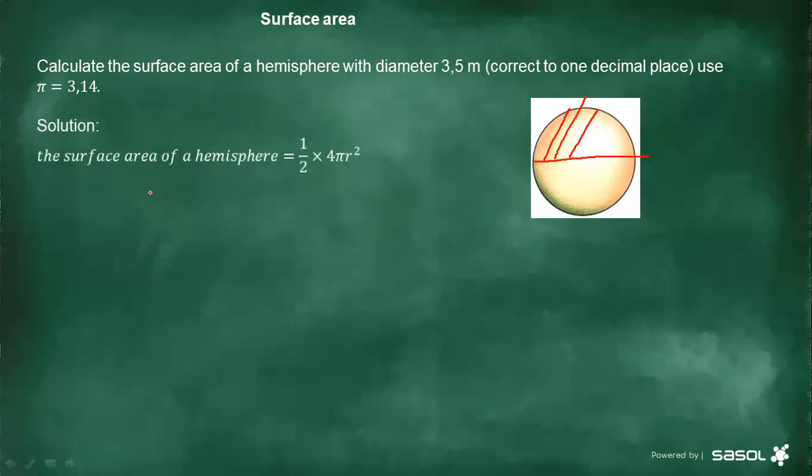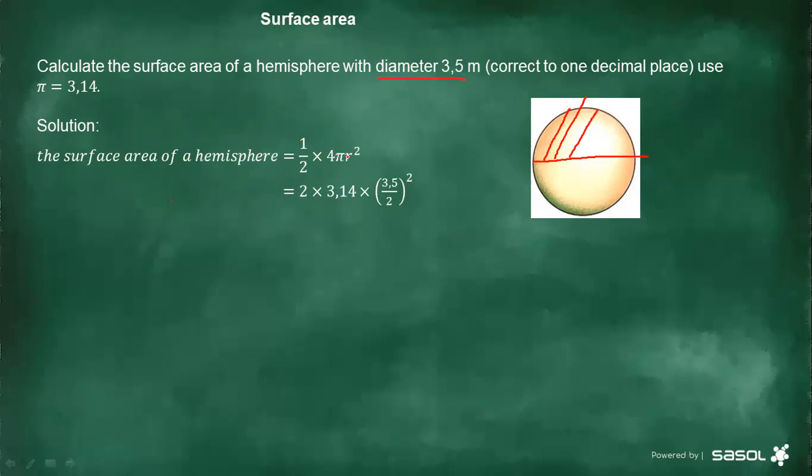You first write the surface area of a sphere, but you multiply by half, since a hemisphere is half of what? Sphere. Then this is going to be the surface area of the hemisphere, right? And then from there you substitute the values. But now remember, we are given what? We are given the diameter.